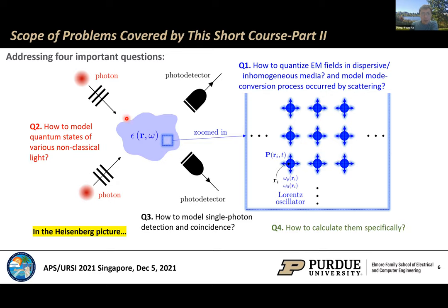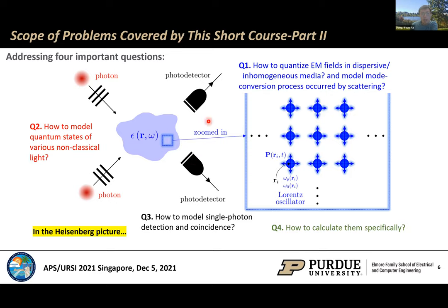So we have a scatterer described by this effective permittivity. Then we have incident single photons or entangled photons. Then we want to measure single photon detections at different places. And eventually we want to extract meaningful information from these multi-photon detections.